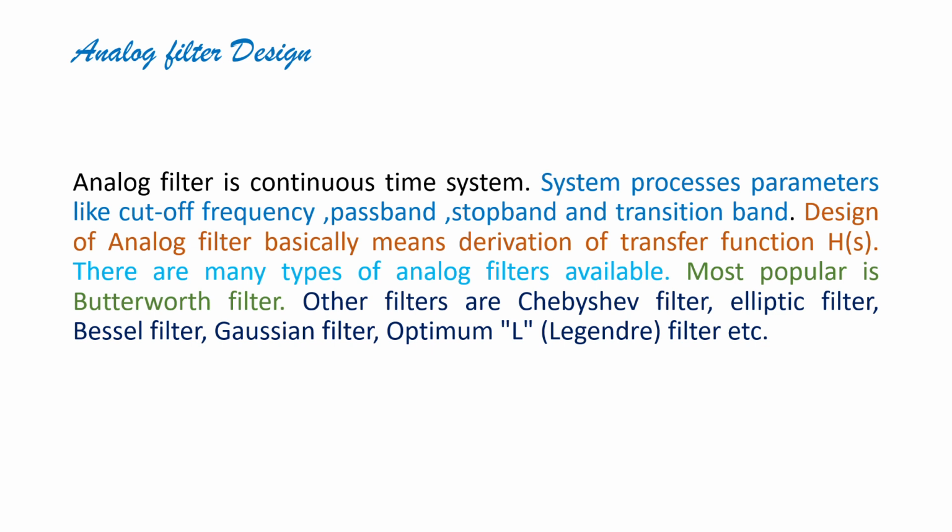There are many types of analog filter available. Most popular is Butterworth filter. Other filters are Chebyshev filter, which is categorized into Chebyshev 1 and Chebyshev 2, Elliptic filter, Bessel filter, Gaussian filter, optimum L filter, etc. First, I'll go for the analog filter approximation.